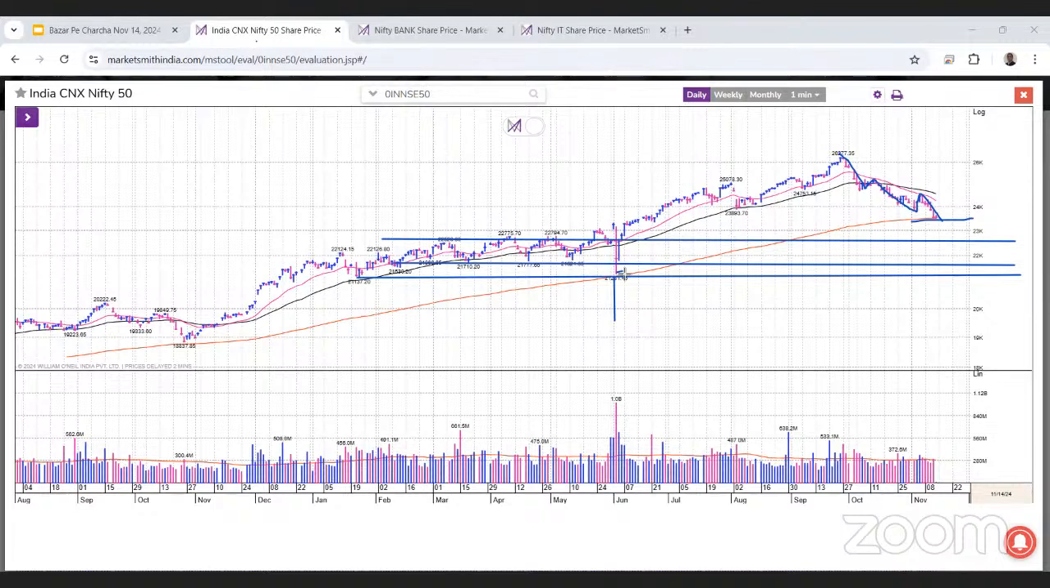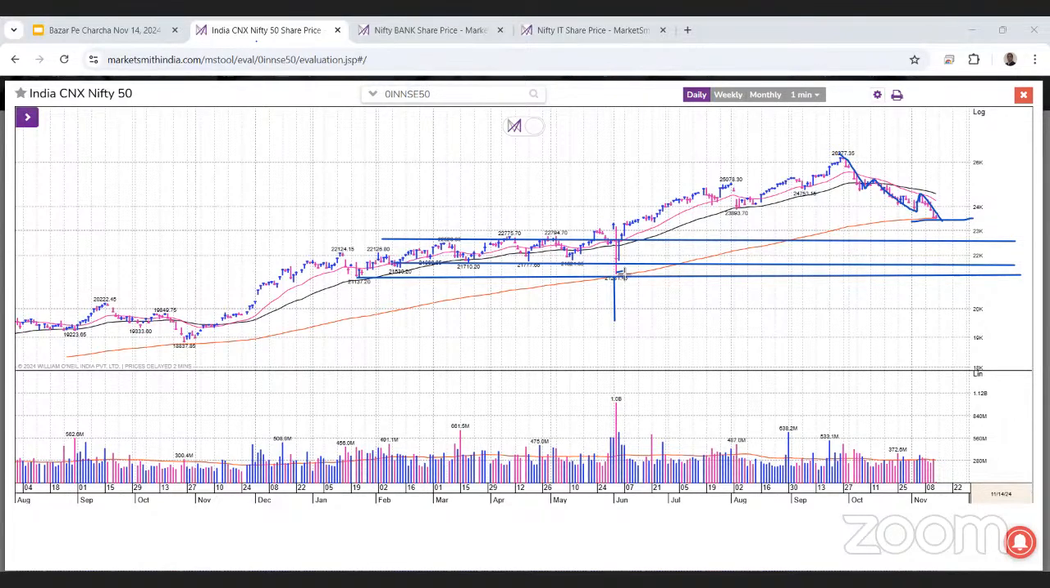So from the next couple of weeks' perspective, at least till the next Bazaar pe Charcha, I am expecting a broad range in Nifty. Suppose it remains traded below this 200 DMA, then maybe 23,000 to 22,700, 800 kind of level on the downside. And suppose a bounce back happens from the 200 DMA, then maybe 25,000, 25,200 is the range on the upside.